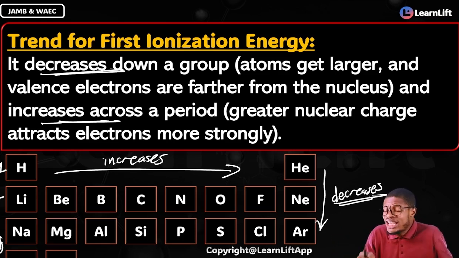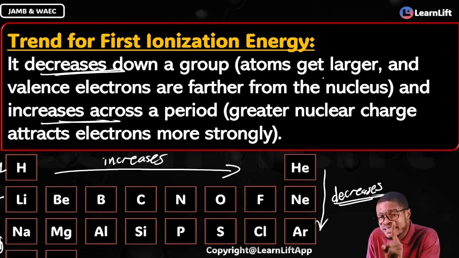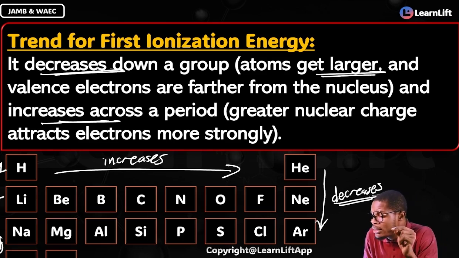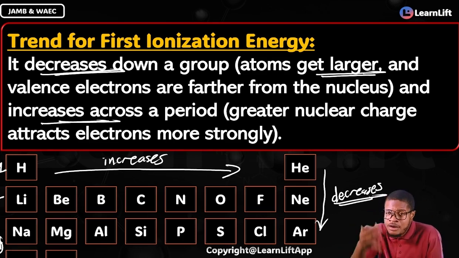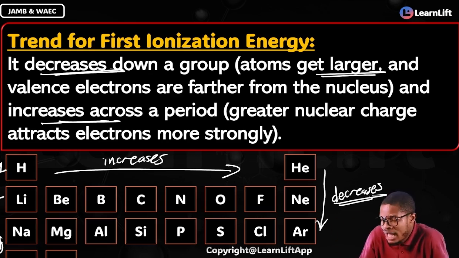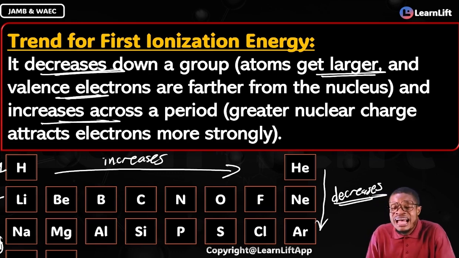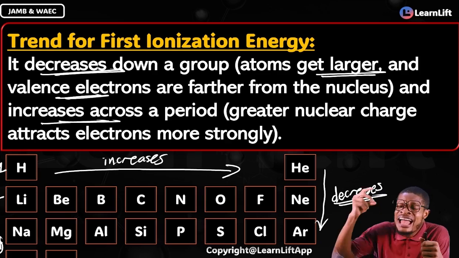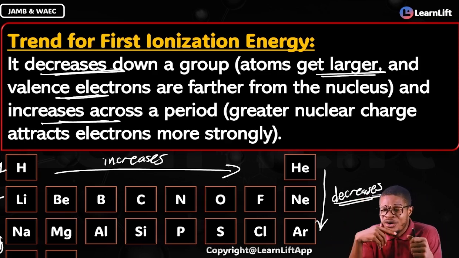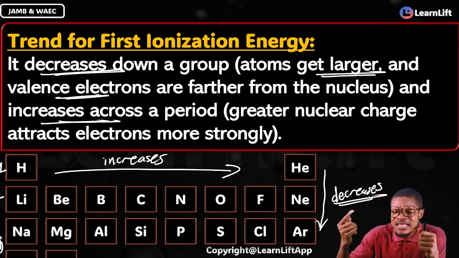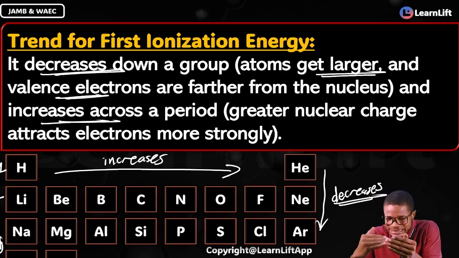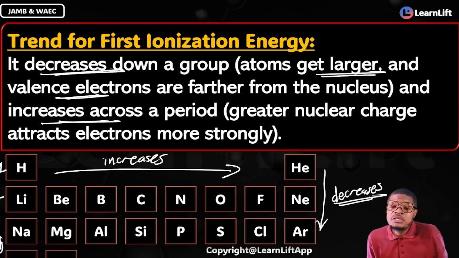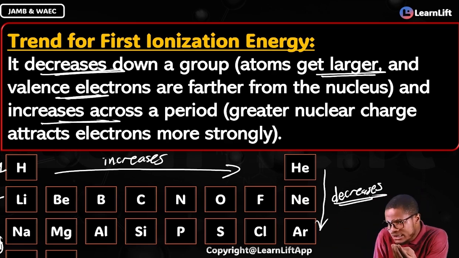And because the number of shells is increasing down the group, first thing, the atom will be becoming larger, right? So down the group, atoms get what? Larger. Number of shells is increasing, automatically the atom will get larger. As they get larger, the valence electrons are now farther away from the nucleus. And because they are farther away from the nucleus, as you keep coming down the group, what happens? It's very simple. You now need lesser energy to remove the valence electron.